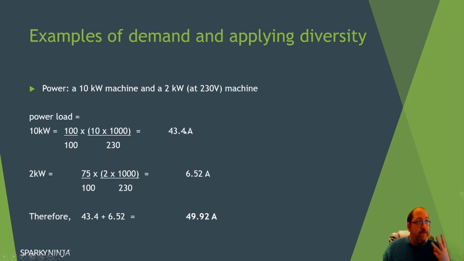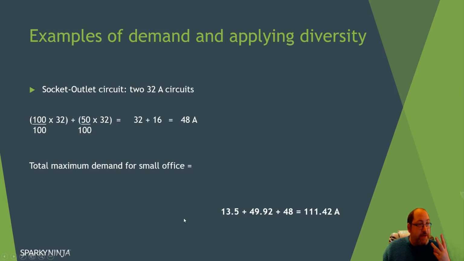13.5, 49.92 and 48. This gives us, for the small office, a maximum demand with some diversity applied of 111.42. That's from the tables in the book. You can then decide if that's suitable to what you're looking at. If it's not, then scratch your head and decide why the installation isn't going to be used the way the table says it will be used.